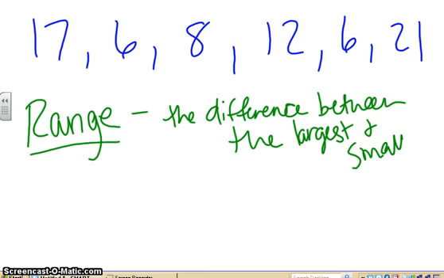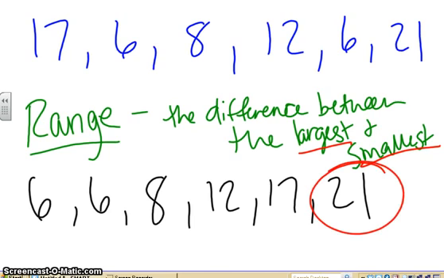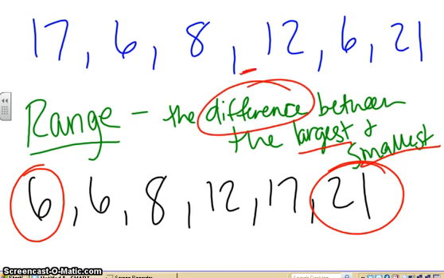So I'm going to put my numbers in order again because remember, when we find the median, the mode, or the range, we're always going to put the numbers in order. Always, always, always. So I have my list of numbers, and now I need to find the range. So it's the difference between the largest and the smallest. Well, my largest is 21, and my smallest is 6. And we know from previous math lessons that the word difference means to subtract.